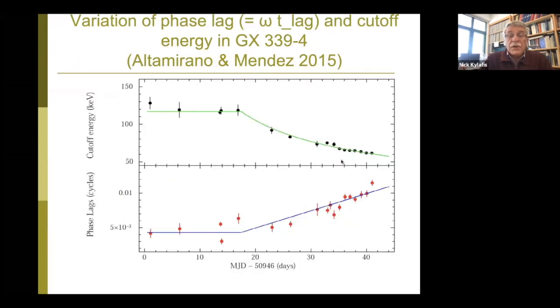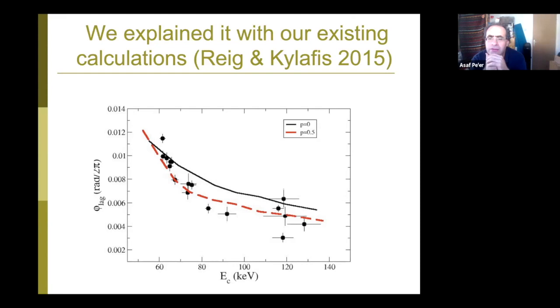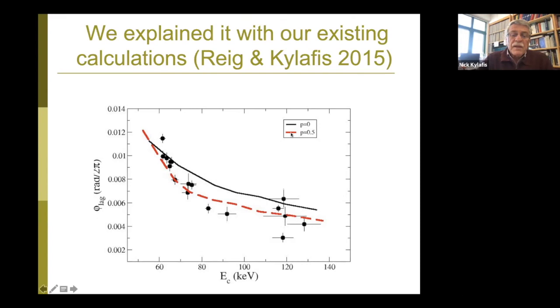And notice, 2015, as soon as we saw the preprint, Pablo and I said, why don't we just use the results that we already have? And indeed, using the results we already had, we explained it very nicely. What is this, P equal to zero and P equals 0.5? The P equals zero means that the jet has no acceleration region. And P equals 0.5 means, as is natural, a small acceleration region at the bottom.